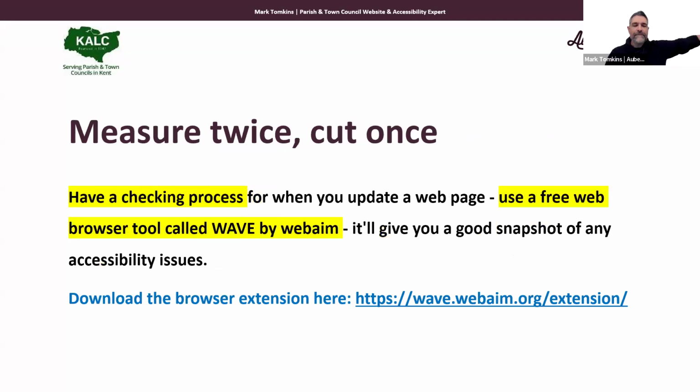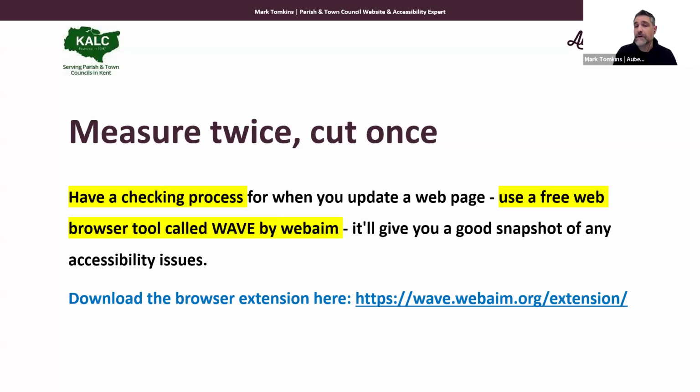Now, we've gone through all of these things. How on earth do you check to make sure that you've done it right? Well, have a checking process. If you are the person who's responsible for the website content, make sure that you know how to check what you've just done and that you haven't introduced a new accessibility issue.